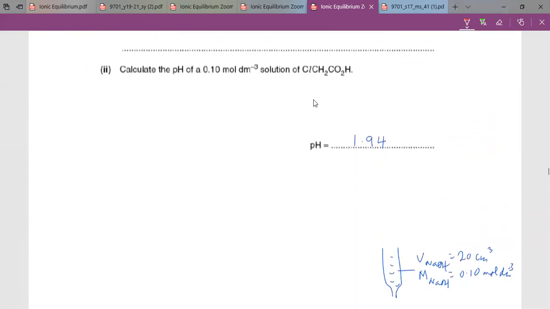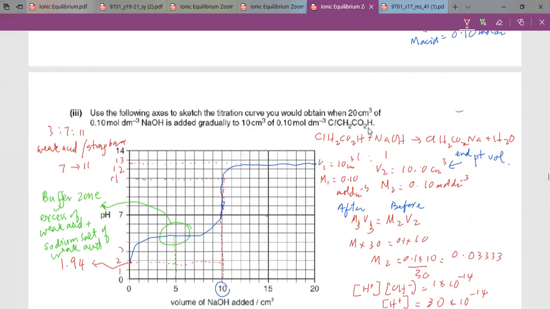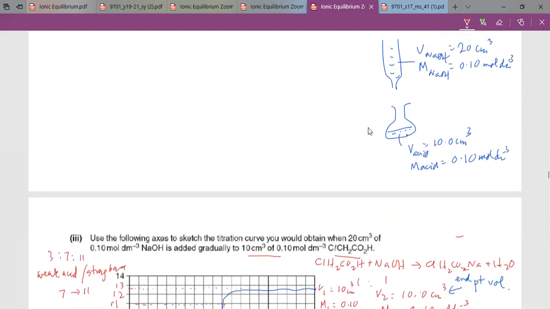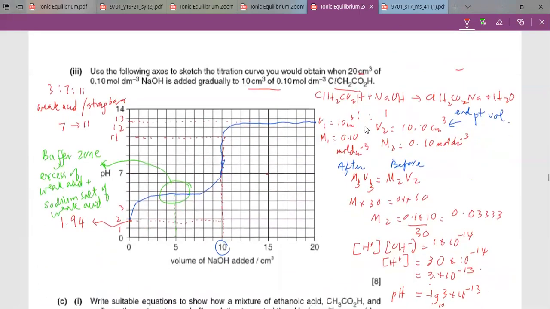Now here, the pH of this weak acid, chlorothalonic acid, is 1.94, because we're going to use this to plot. Now here's the question: sketch the titration curve you obtain when 20 cm3 of 0.1 molar NaOH is added gradually to this. So you draw a diagram. This is 10 cm3 and 0.1 mole per dm3 of acid. This is the total added, but it doesn't mean that this is the end point. You gradually added 20, so it's in excess here.